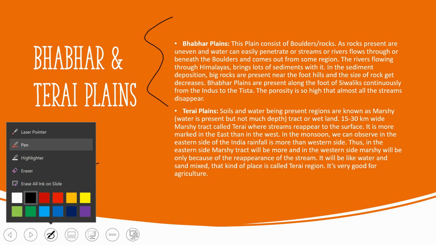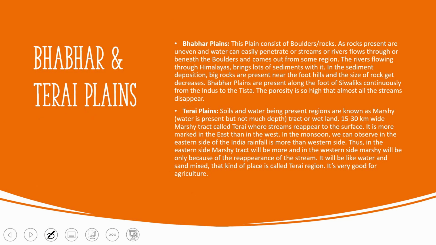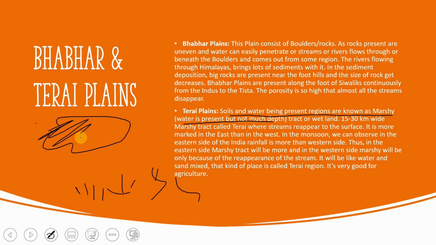Now the Terai plains. What do you understand by Terai plains? Terai plains are a wet, marshy kind of area where lots of grass is there, and it is sticky. Soils and water regions like this are known as marshy. Water is present but not much depth. You can walk over those regions with grass. It is a sticky kind of area, like if you pour water on soil, how will it look? Sticky.